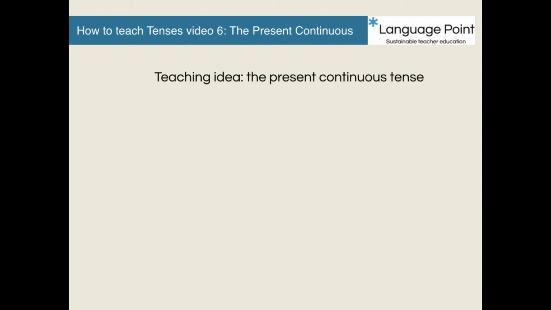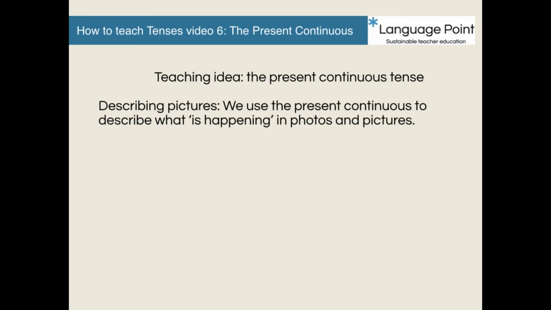Right, so how do we teach the present continuous tense? A good way to address present continuous, to describe things which are happening now, is to describe pictures. When we talk about pictures, we generally describe them in the present continuous as if those things that we're looking at are actually happening right now.